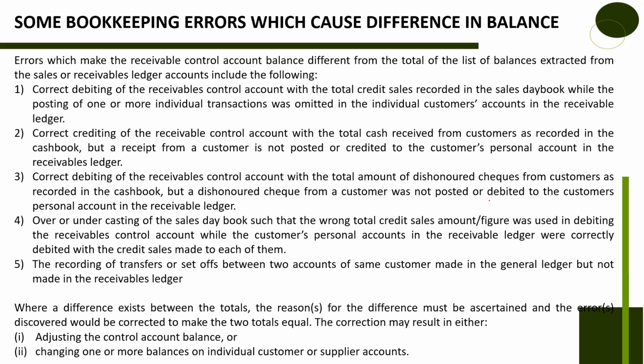It's possible that the balances that you moved to the control account was correct in the total of credit sales. It's also possible that you correctly credited the receivable control account with the total cash received from customers, but a particular receipt was not posted in the customer's personal account.